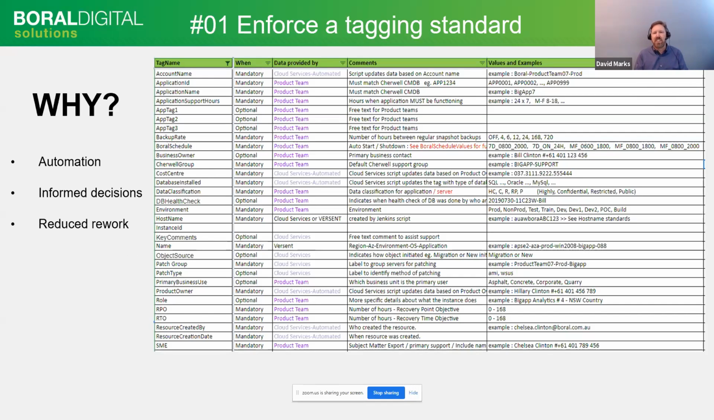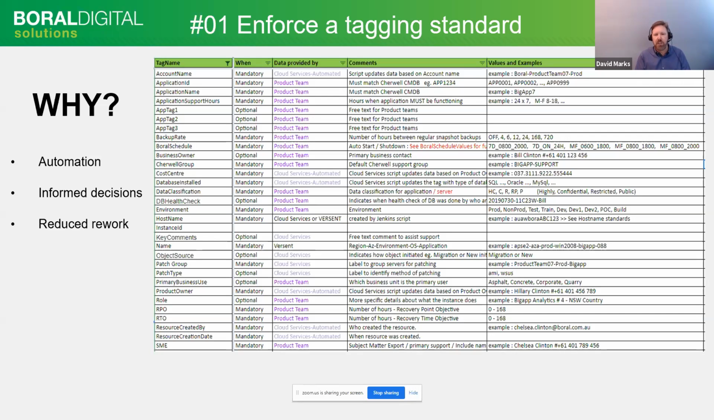So the biggest tip, and Dean alluded to it earlier, is to enforce a tagging standard. We did this from a fairly early stage of the journey, and all the automation that you will consider will be dependent on a solid tagging strategy. You'll be able to make informed decisions when you know what your environment looks like. You can easily make decisions that make sense. When you know what your environment looks like, you're not going to have a lot of rework to do. You'll have a clear picture of your fleet.